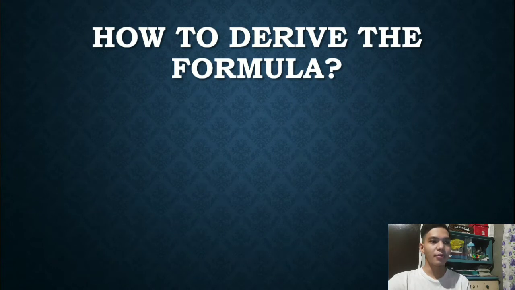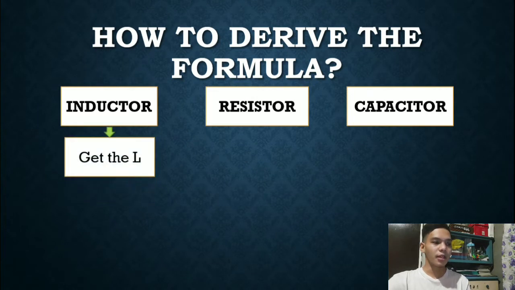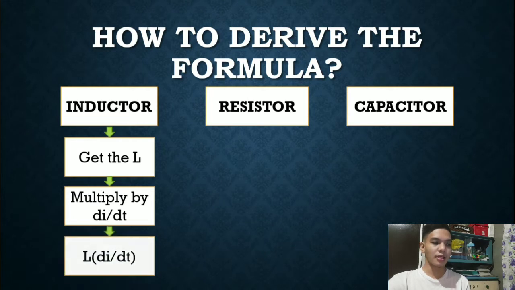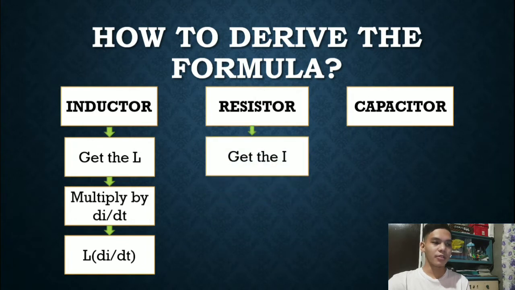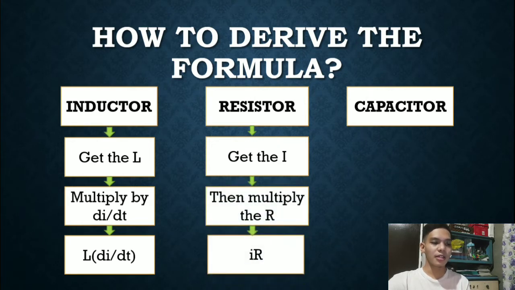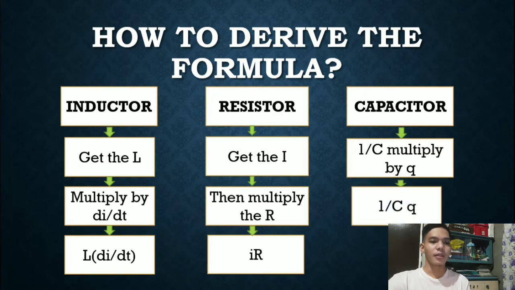How to derive the formula for each component in voltage drop? First, we start with the inductor. Get the inductance, multiply by di over dt as said earlier, and here you can get the formula for each voltage drop. For the resistor, as stated earlier, get the ampere or the current present, then multiply by the R or resistance and combine it. Then you can get the voltage drop of the resistor. The capacitor is simply 1 over C multiplied by Q or charge, and combine it.